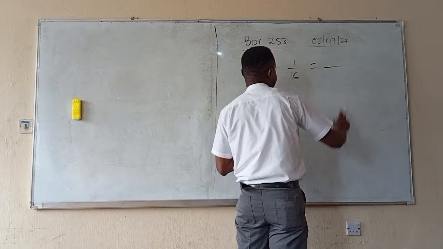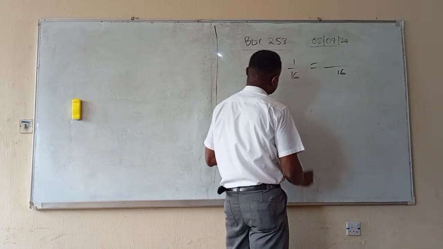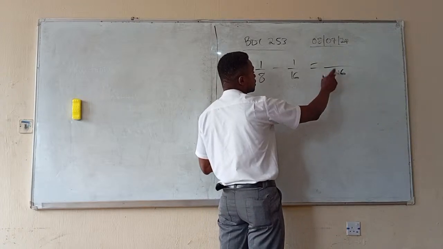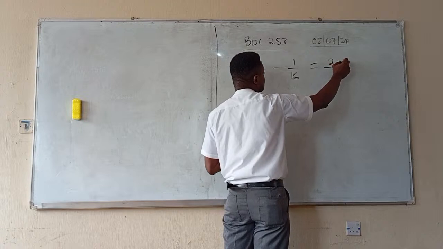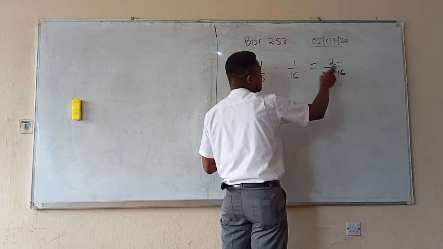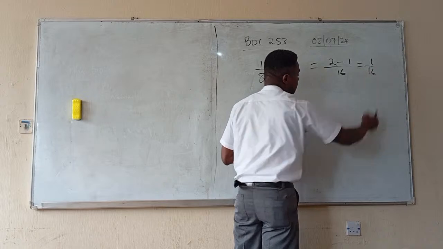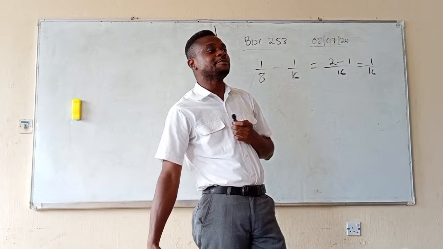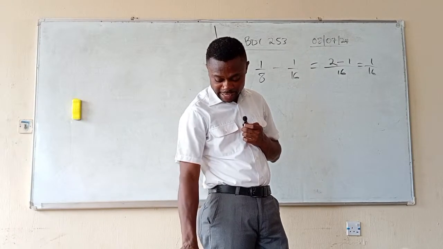What should be here? 16. And what next? Times what? Times 1. It's simple, okay? I don't think there's anything difficult there.